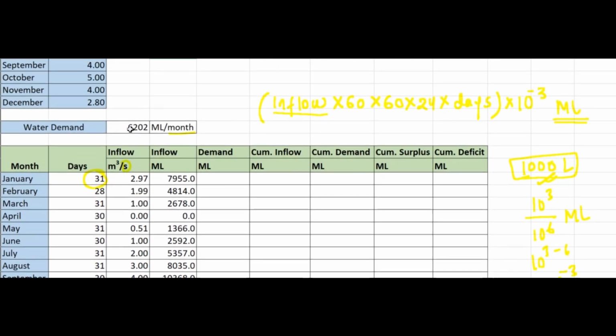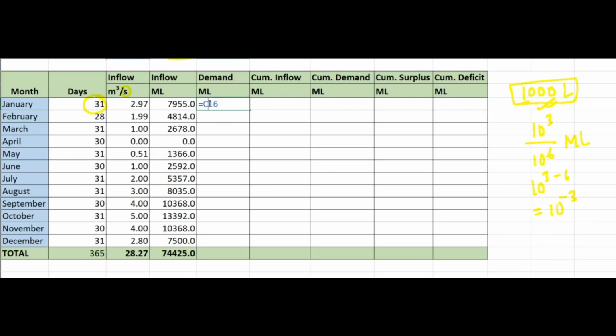Now for the demand part, this is the demand, right? Copy this by fixing the values, right? So let's fix this value. So let's drag now. It will be all 6202, right? So let's add this. It will be 74424.0, right?